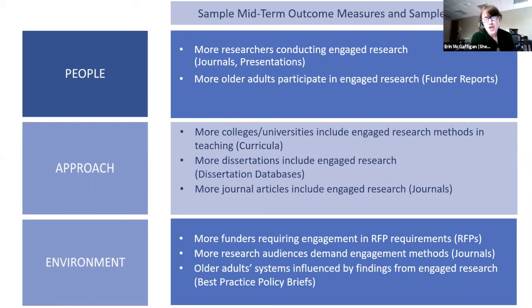Do more research audiences demand engagement, like I mentioned? So looking back to journals, are we holding each other accountable as researchers for this type of expectation? One of the things that we've noticed in our own GSA relationships is, are engaged researchers being reviewers? Are we holding ourselves accountable, is engaged research even a priority in our research community, and how do we push that forward? And then also, looking at policy briefs.